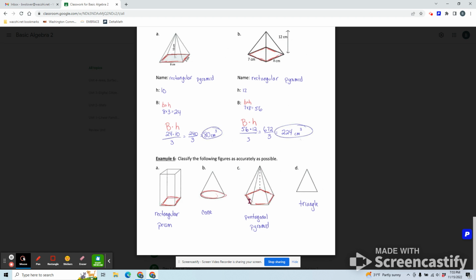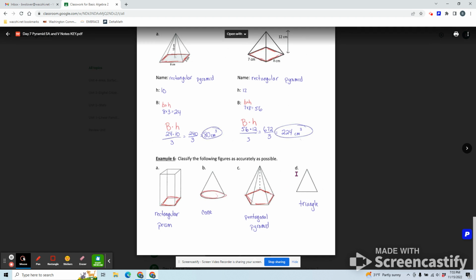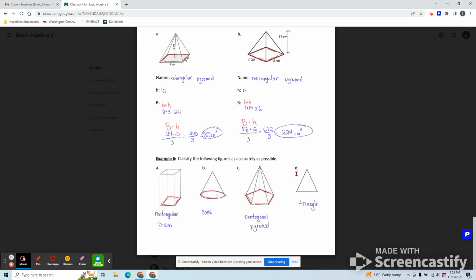Letter C is a pyramid. It's a pentagonal pyramid because my base has 5 sides. Letter B is not a pyramid. It does come to a point, but my base is round. Pyramids and prisms do not have shapes that are round. Then finally, letter D is a 2-dimensional shape, and it is a triangle.